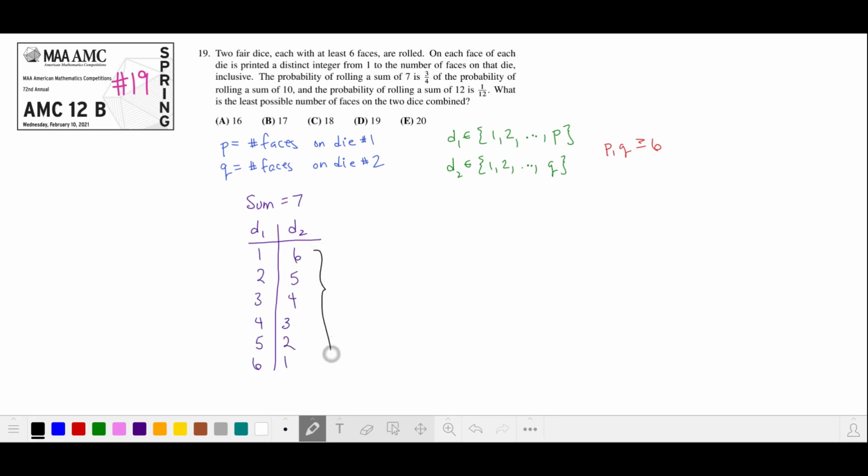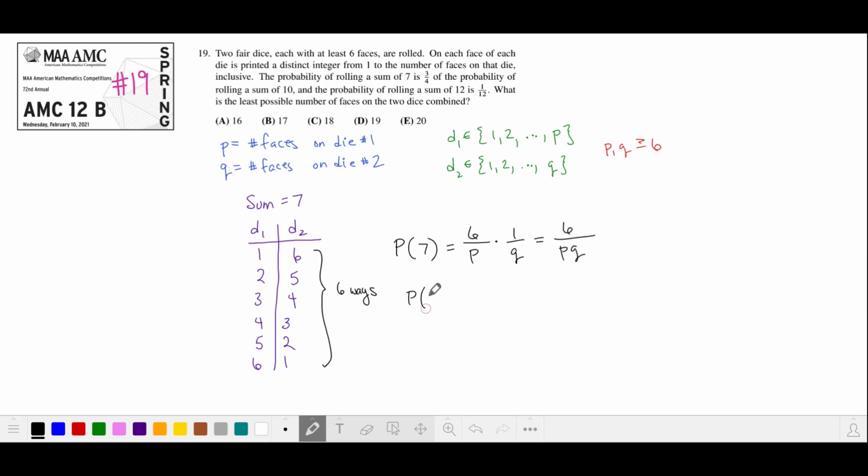Let's see how many ways we can create a sum of 7 by rolling our two dice. Listing them out, we see that there are 6 ways. So the probability of rolling a 7 with our two dice: for our first die, we have 6 possible rolls out of P possible faces. And for each of those rolls, we have 1 possible dice roll for our second die, out of Q possible faces. So this probability is 6 over P times Q.